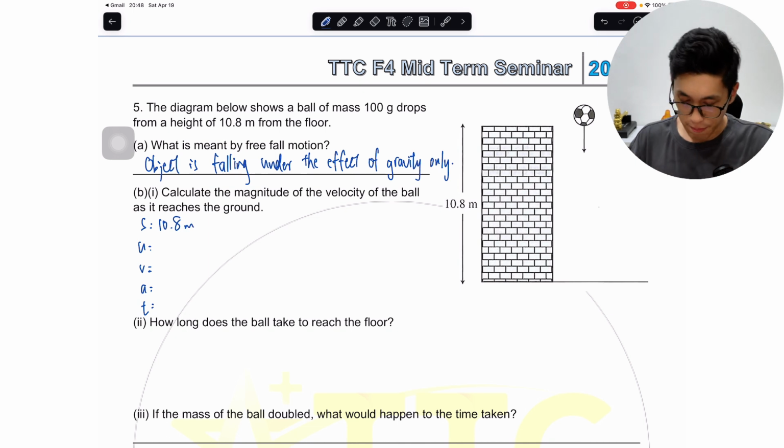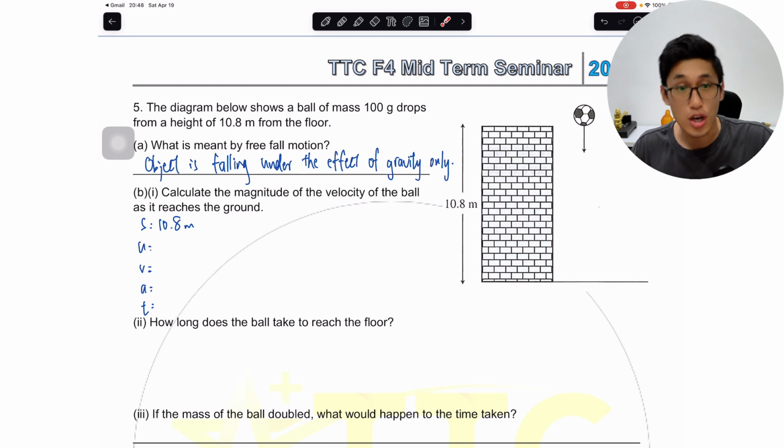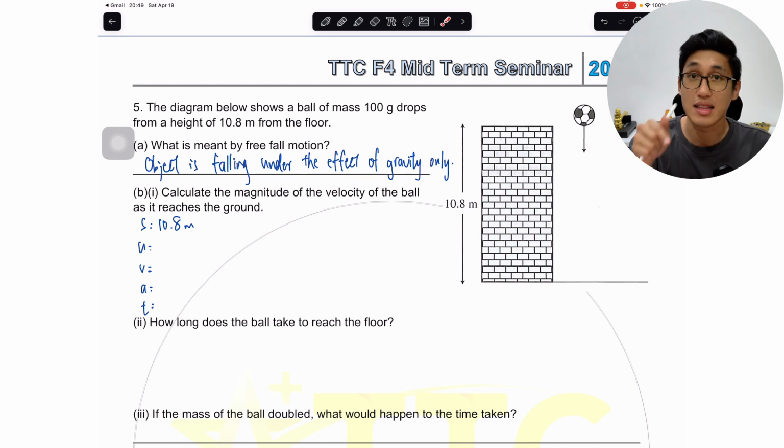The displacement. Okay, U and V are both velocities, but U means initial velocity. V means final velocity. Now sometimes students get confused. They don't know which one is initial, which one is final. Very easy. You know your ABC, right? Your A, B, C, D, E, F, G. Which one comes first? S, T, U, V, W, right? So U comes first, V comes after, okay?